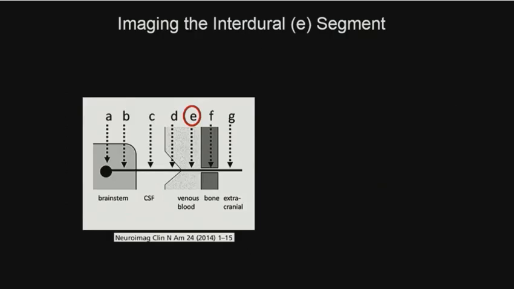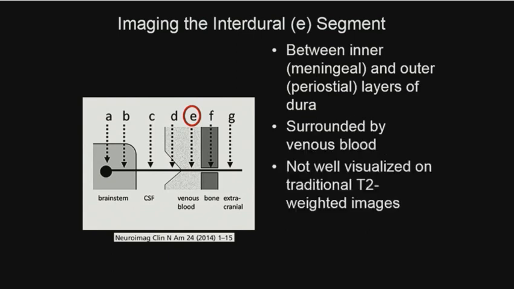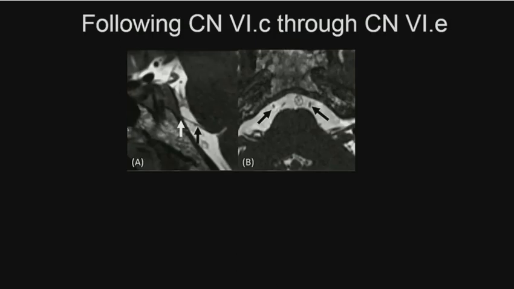Turning our attention now to the interdural segment, once the cranial nerve has pierced the inner layer of dura but has not yet passed out through the outer layer of dura, it's in the interdural space between the inner and outer layers of the dura mater, surrounded by venous blood. In this segment, this part of the cranial nerve is not well visualized on traditional T2-weighted images, and here we need to use contrast-enhanced imaging. And contrast-enhanced steady-state free precession images such as CISS imaging are really ideal for this purpose.